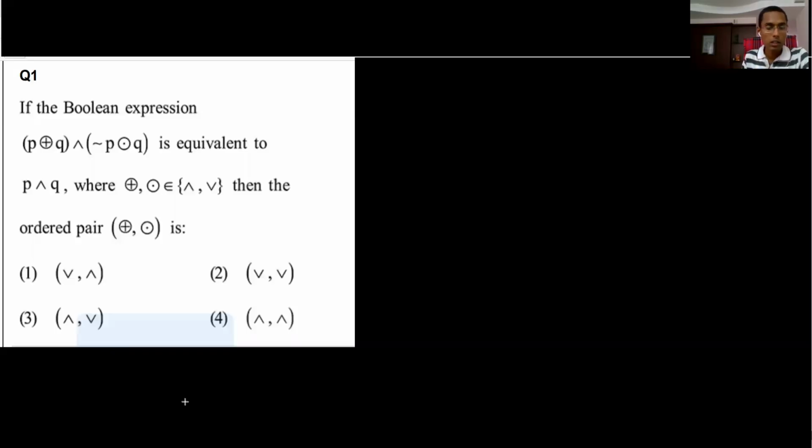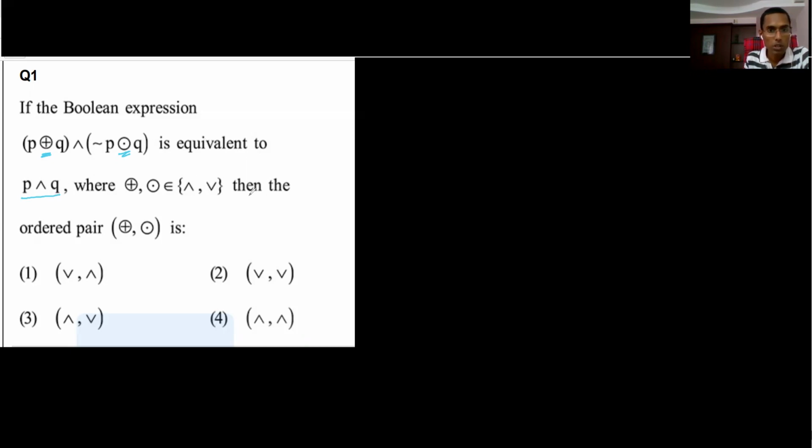This is the first question. Let's take this first question and try to see what the question is. In this, the Boolean expression has one operation, and here is another operation. This is equivalent to P intersection Q. If you go to set theory, this is the intersection of P and Q.